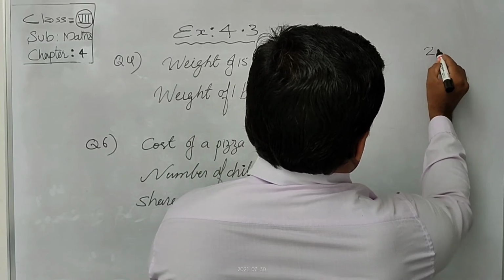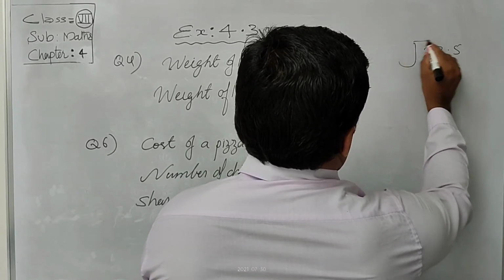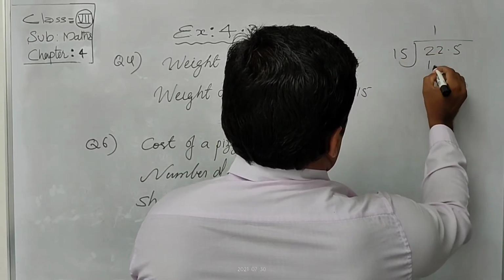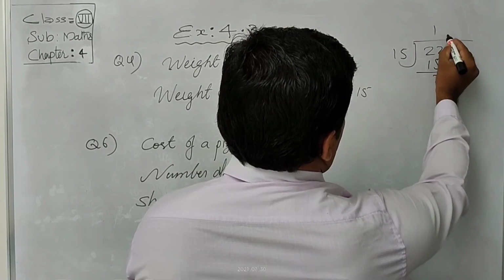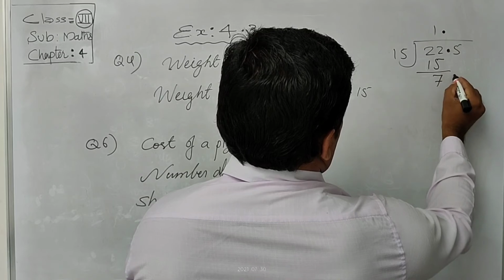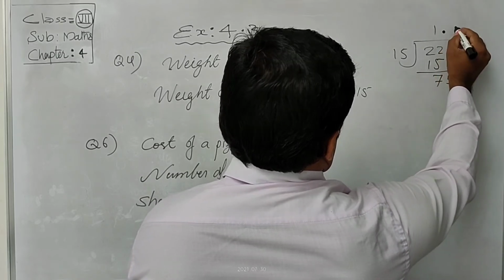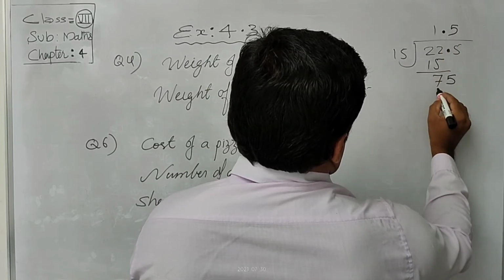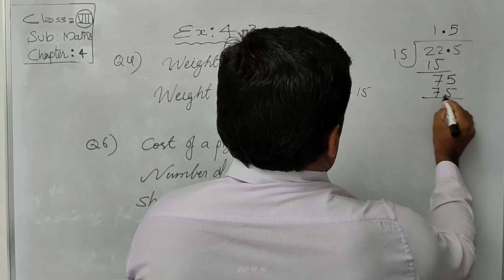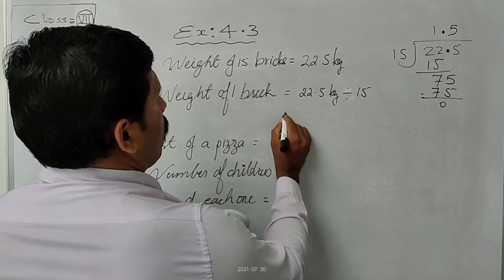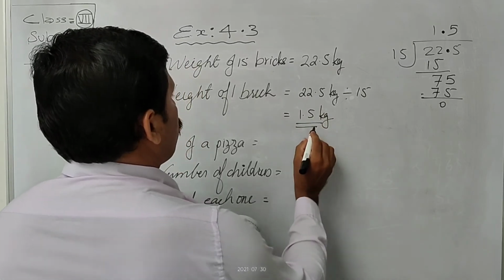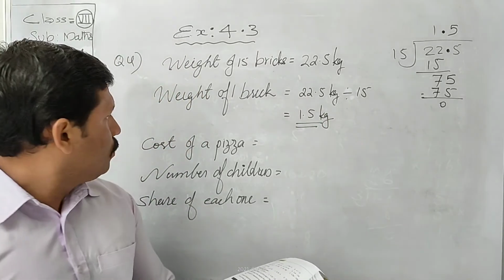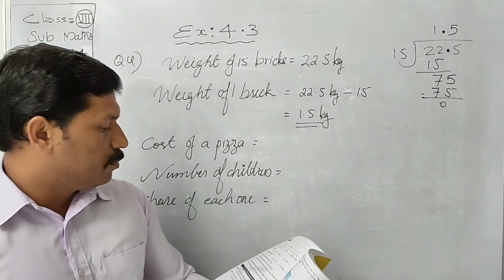So we divide 22.5 divided by 15. 15 ones are 15, remainder 7. Next digit is 5, that is after the decimal. Therefore we place the decimal in the answer. Then 75. 15 5s are 75. So the weight of 1 brick is 1.5 kilogram. Okay students, now we go to the next question.